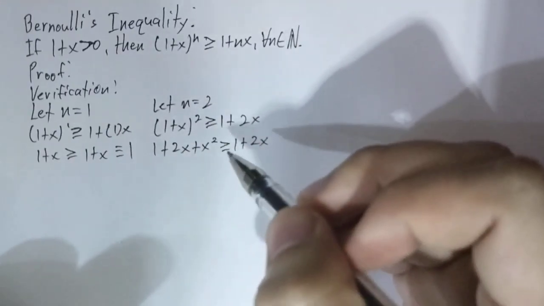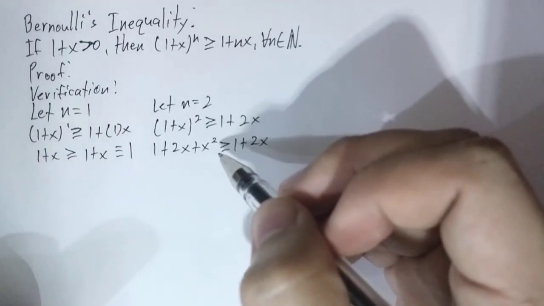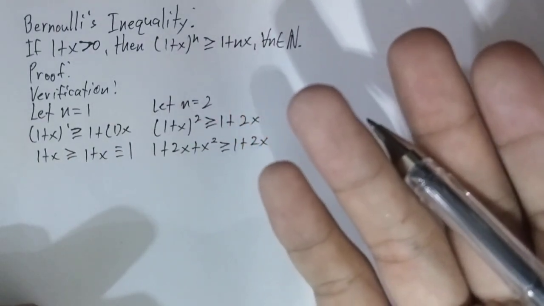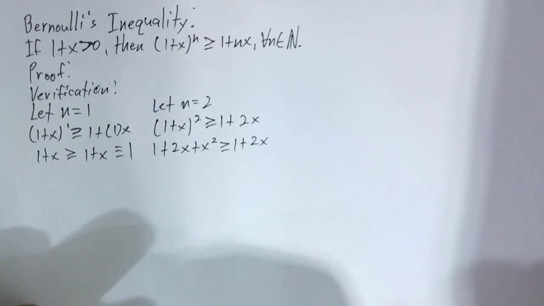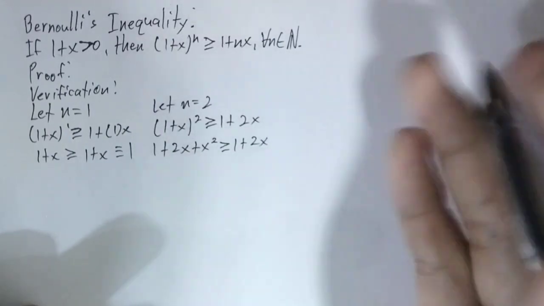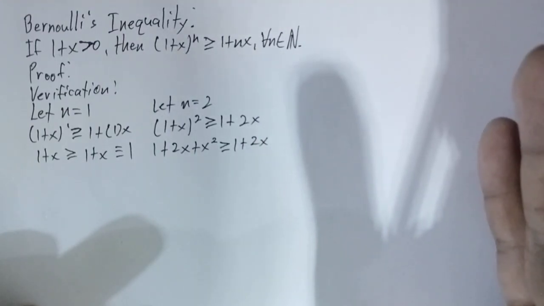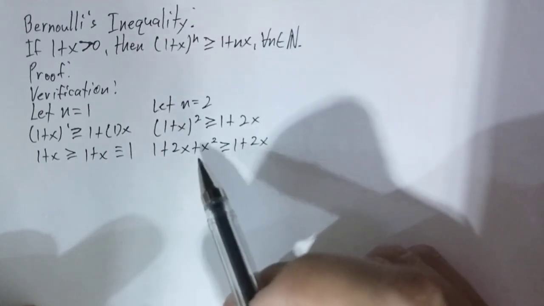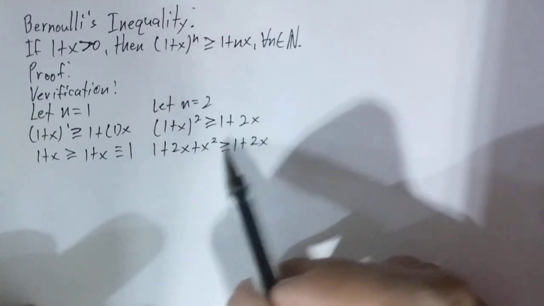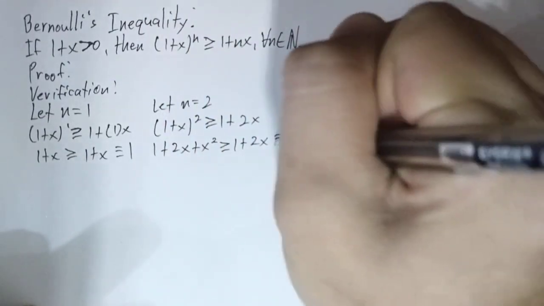Now, as you can see here, we have a term x squared. Now, if x is any real number, then if you square it, it is non-negative. So it's either 0 or positive, right? Now, imagine if x squared is 0, then they would just be the same, right? 1 plus 2x is greater than or equal to 1 plus 2x, that's true. And if it is positive, then 1 plus 2x plus x squared would be greater than 1 plus 2x, which satisfies the inequality greater than or equal. So this is true in both cases. So, 1.